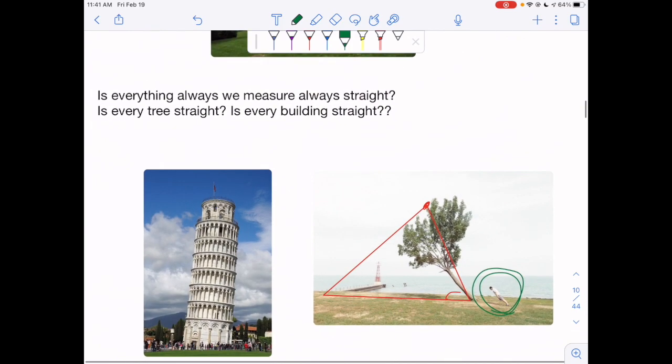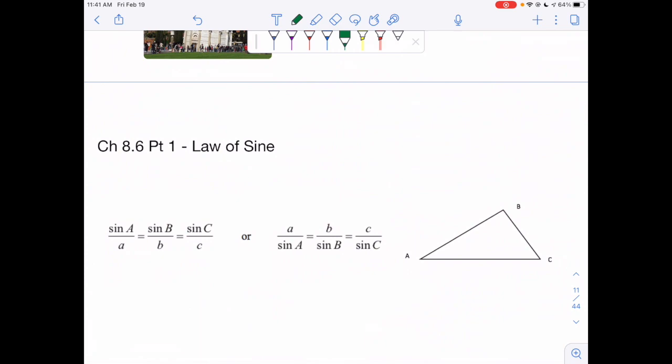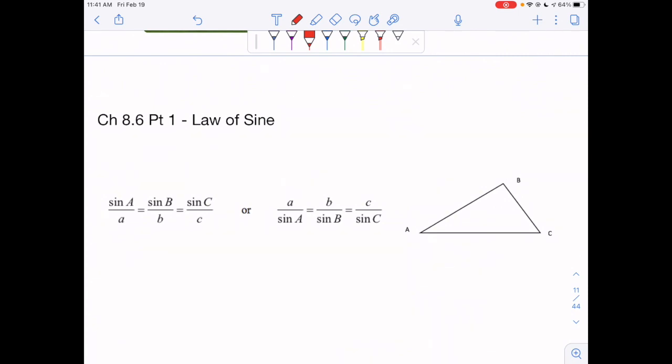So the point is, not everything is a right triangle. Things are slanted in life. Things aren't always vertically straight, which is why I have a new formula to solve for that. That's the beauty of math. We can solve almost everything in life.